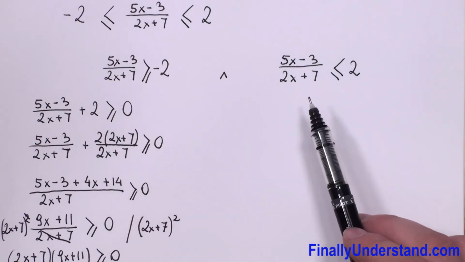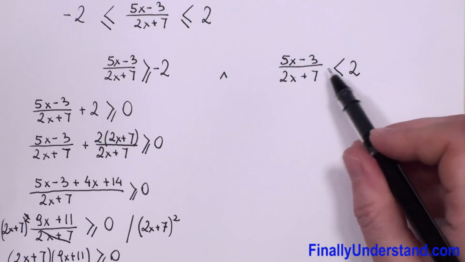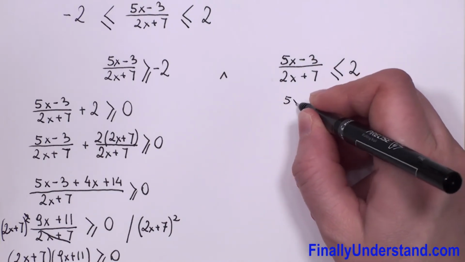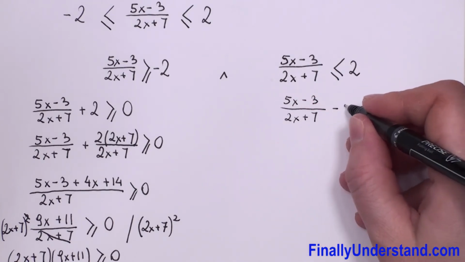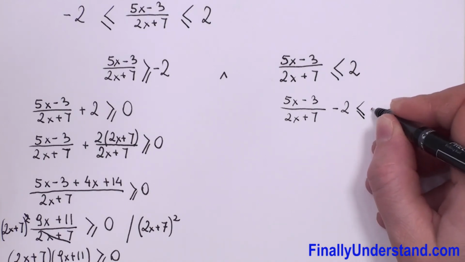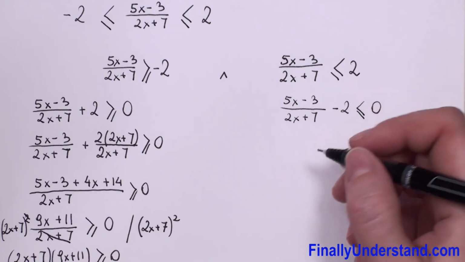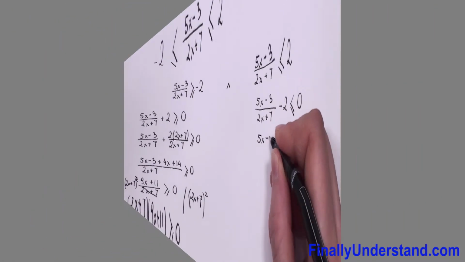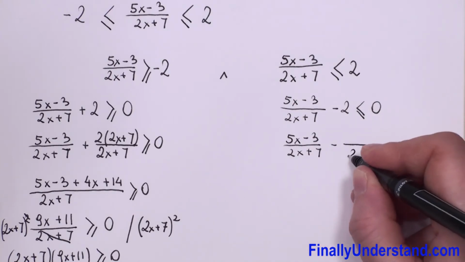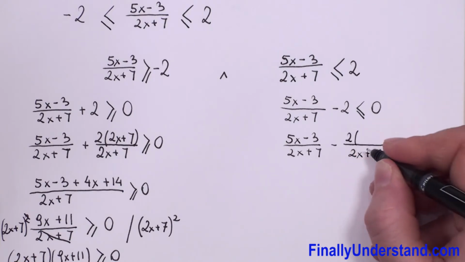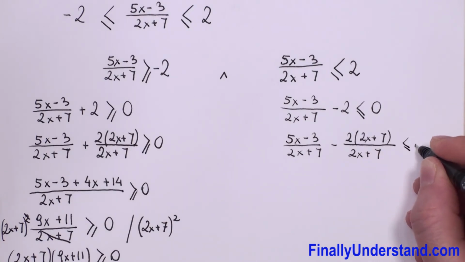Now we have to solve the second inequality. So like before, first I move this positive 2 to the left side. So we have (5x minus 3) over (2x plus 7) minus 2 is less than or equal to 0. Because we have a fraction, I will change this negative 2 to a fraction. So it will be 5x minus 3 over 2x plus 7. The common denominator will be 2x plus 7, so I have to multiply the numerator by 2x plus 7, is less than or equal to 0.